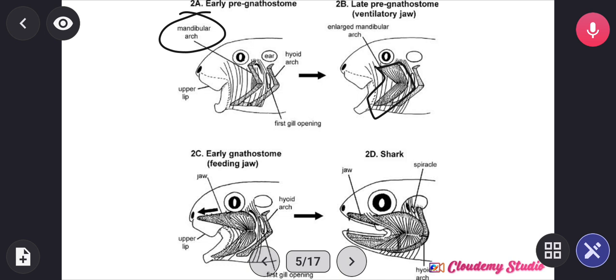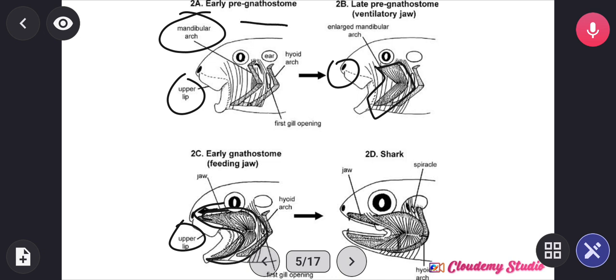Can you see it? So it extends, and in this case we have the upper lip here, right? We have the upper lip here as well. Can you see that the mandibular arc is extending as we move from the pre-gnathostome to the late pre-gnathostome to the early gnathostome, then to the new gnathostome, which is shark, for example? So you will see that the mandibular arc extends outward, right?